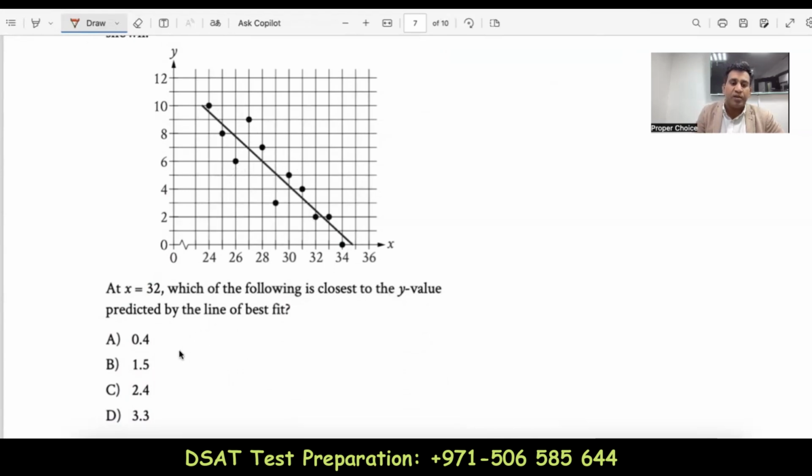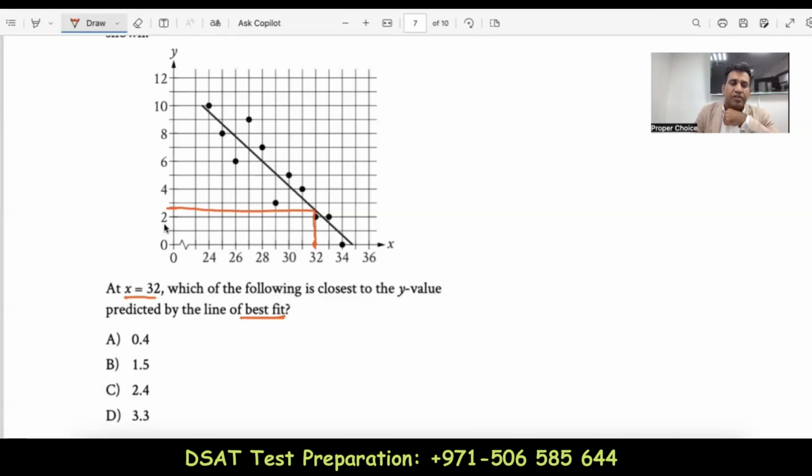Now what is the question asking you? The question is asking at x equals 32, which of the following is closest to the y value predicted by the line of best fit? At x equals 32 here, what would be the predicted y value? Whenever you read a scatter plot, read it with reference to the line of best fit. Don't read it with reference to the dots. Now if you draw, what would be the value of y at that point? So y at that point is somewhere over here. This is the value of y.